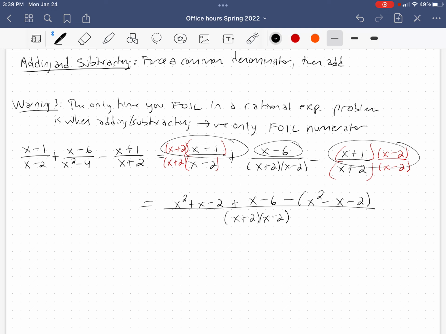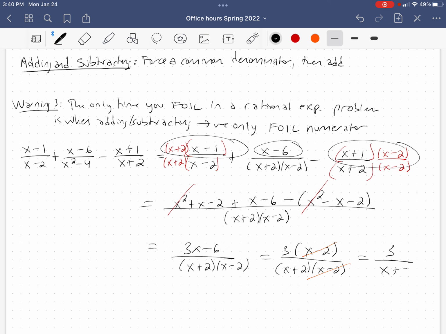distributing the minus sign. Now, of course, I'm going to combine like terms, which is made easier when lots of things cancel. And I end up with 3x minus 6 on top. And then, of course, I can factor out a 3 there. And then I notice that one of my factors actually cancels. So my final answer here is a very simplified expression.